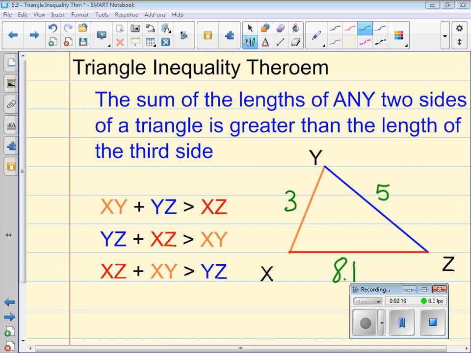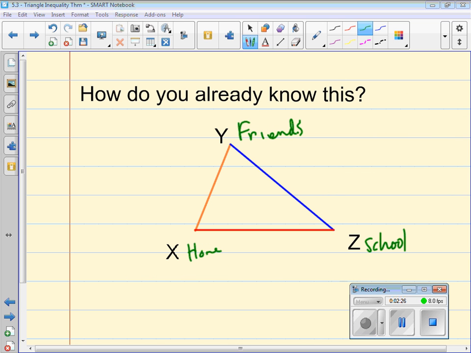Now what we find out is actually that third side can become too big, and that creates a problem on its own. So let's take a look at this in a little bit more detail. This idea is pretty basic, and you probably already have an intellectual understanding of it. Basically, it says this. If I'm going from X to Z, let's say from my house to a school, it's a certain set distance.